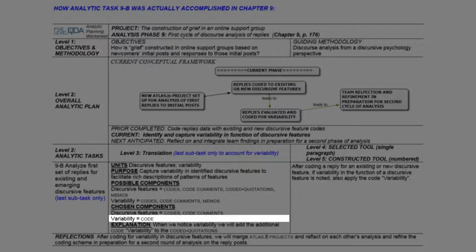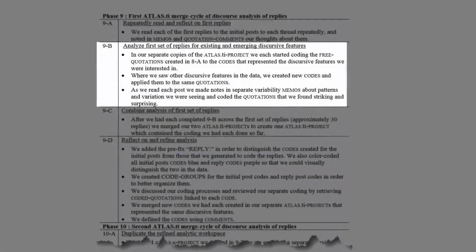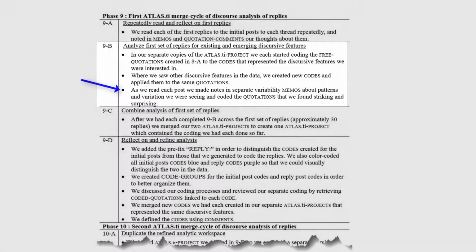In this case, the choice was capturing the variability they noticed in the reply posts by simply adding an additional code called variability. This last step was therefore just included in Task B, all of which involves coding for discursive feature codes, as well as this additional code of variability. Any interpretation about the variability that they noticed was not recorded in ATLAS.ti, but postponed until the coded quotations were output when they continued work on this in Word.